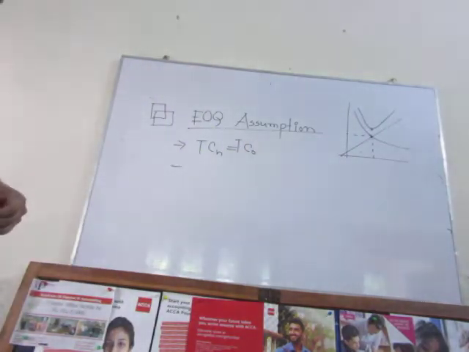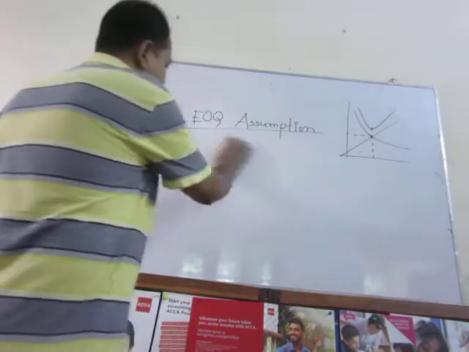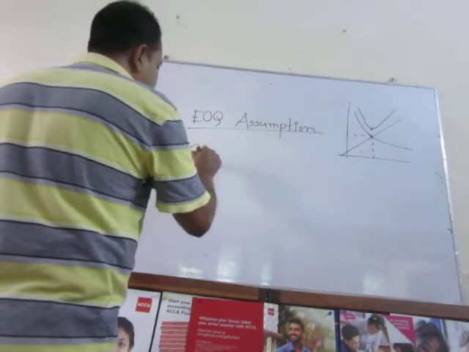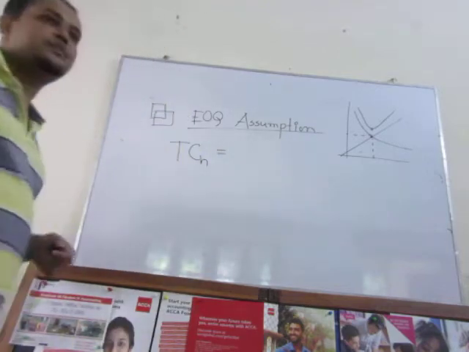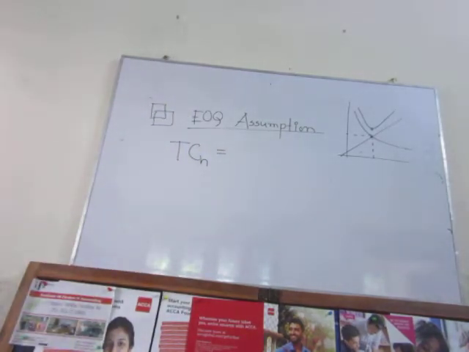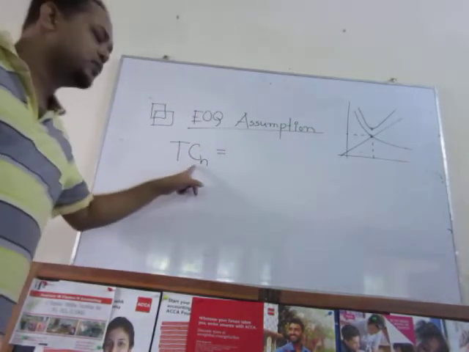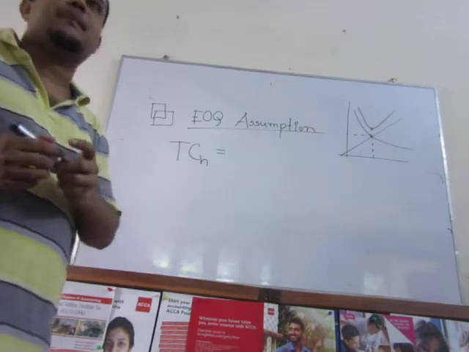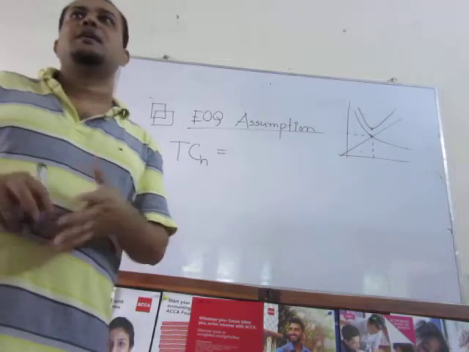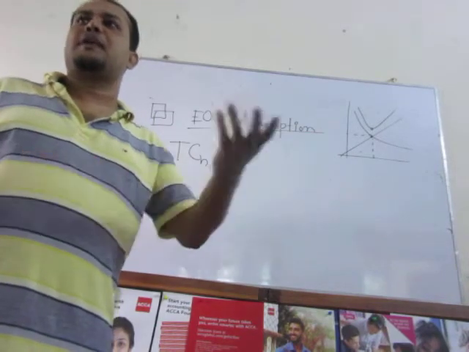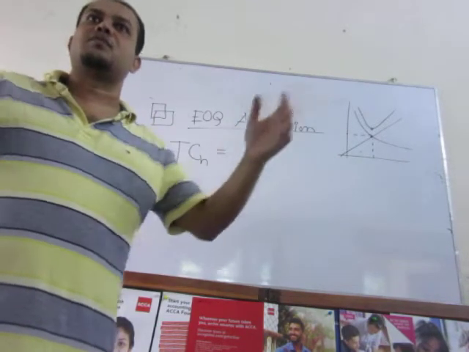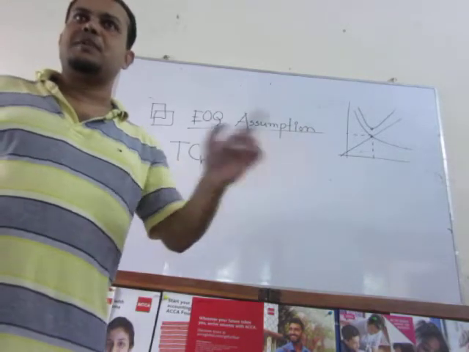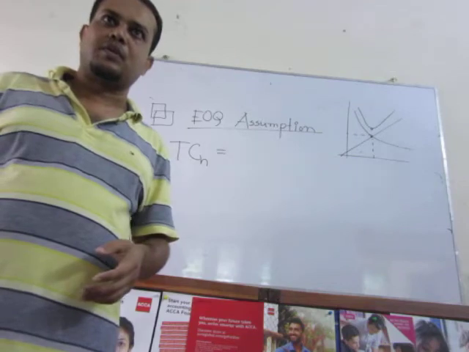Then number two, which is important, that is TCH. TCH means total holding cost, and CH means holding cost per unit. Initially, you can assume that if I hold 5 metric ton, per metric ton 2 taka, so 10 taka will be my cost. If I hold 15 metric ton, then 15 into 30 taka will be my total cost.